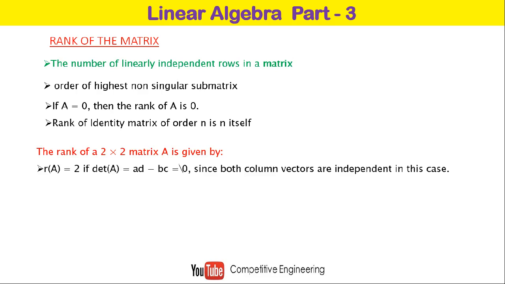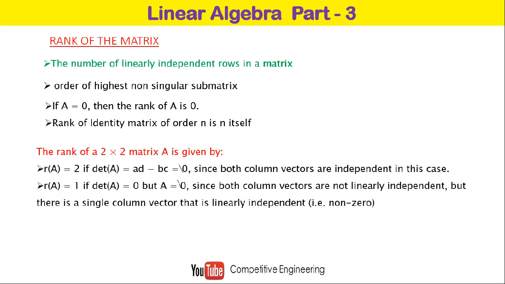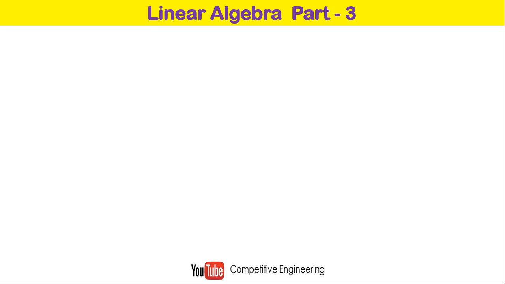since both the column vectors are independent in this case, that is if AD minus BC, the determinant of the matrix, is not equal to 0, then rank of A, that is the rank of the 2 by 2 matrix, is 2 itself. Rank of A equal to 1 if determinant equal to 0, and rank of A equal to 0 if A equal to 0. So for a 2 by 2 matrix there are three possibilities: rank is 0 if the matrix itself is a null matrix, rank of A is 1 if determinant equal to 0, and rank of A is 2 if determinant not equal to 0.